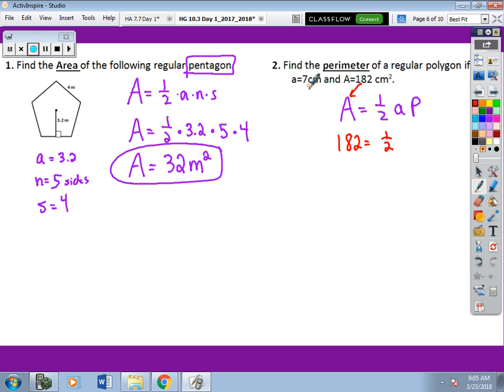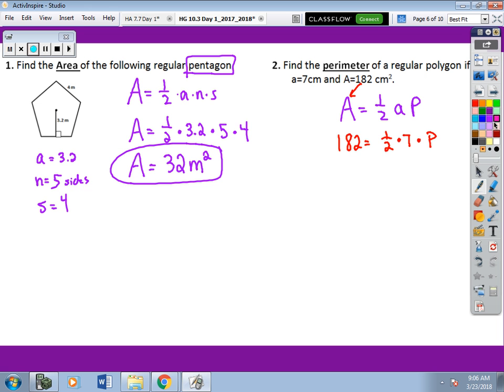The apothem, small a. Be careful with your big A and small a. I know some of you always use capital letters or lowercase. In this instance, they represent different things. How do I solve for P? A couple ways to do it.